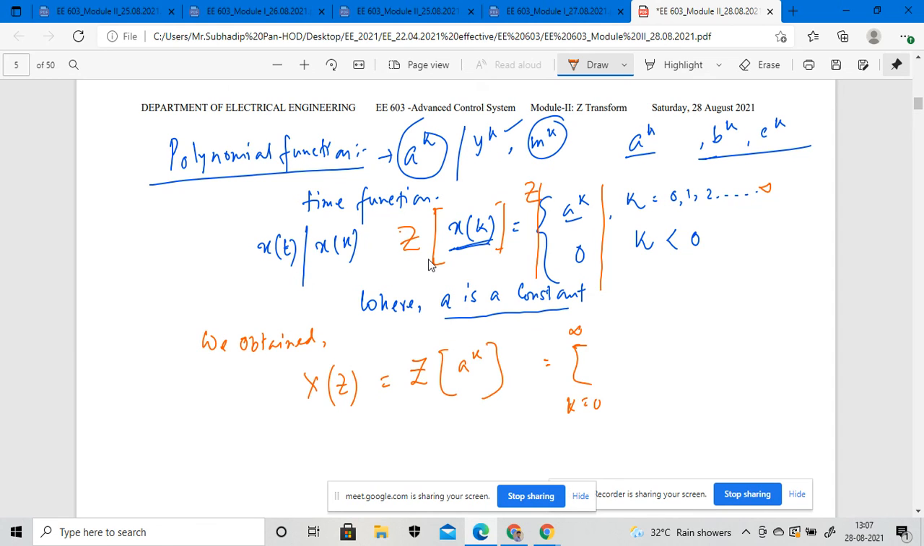Then a of k is actually nothing but the values of x of k. I already told you a of k is a constant term. So whatever values we are putting for x of k into the z transformation z to the power minus k, if I simplify, it will be the sum for k equal to 0 to infinity of a of k into z to the base minus k.